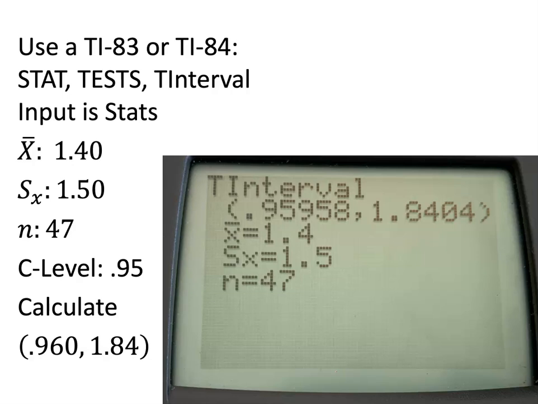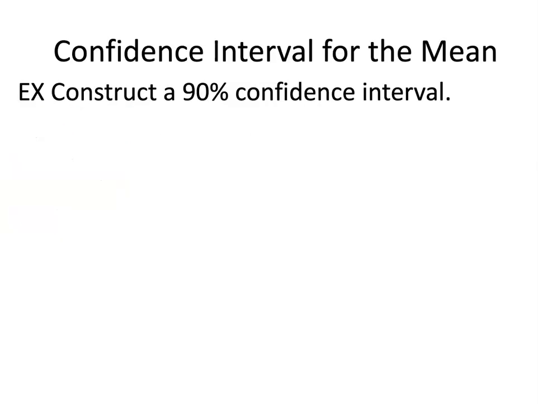Notice that that's slightly different from what we had earlier as the interval, and that's because we rounded x bar and s sub x. So when we entered the raw data, we had a more accurate sample mean and sample standard deviation. Here, rounding leads to a less accurate answer, but it's still pretty accurate.